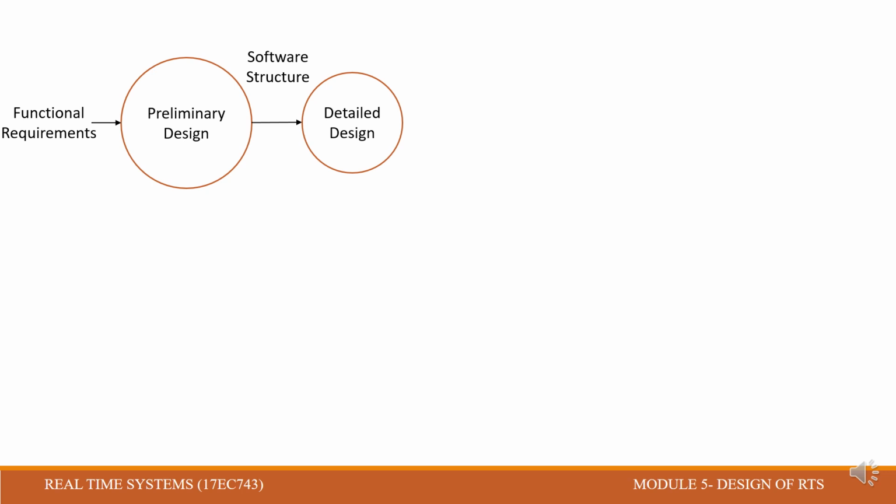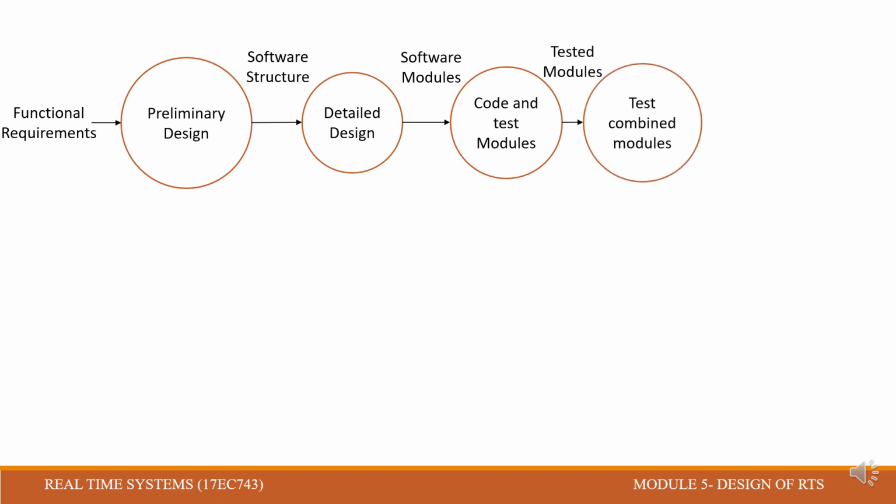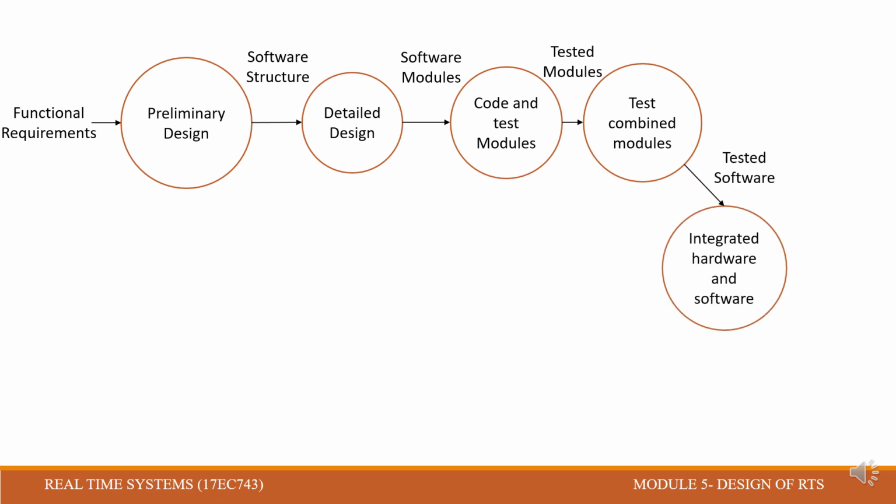The detailed design is usually broken into two stages: decomposition into modules, and module internal design. So we will get software modules. Once you get the software modules, you have to code and test them. The coded and tested modules will be combined and tested using software. This is one part, which is called software planning, in the development stage.